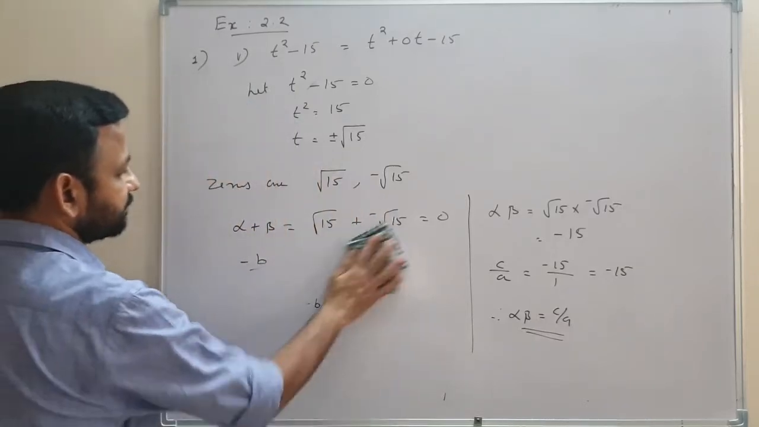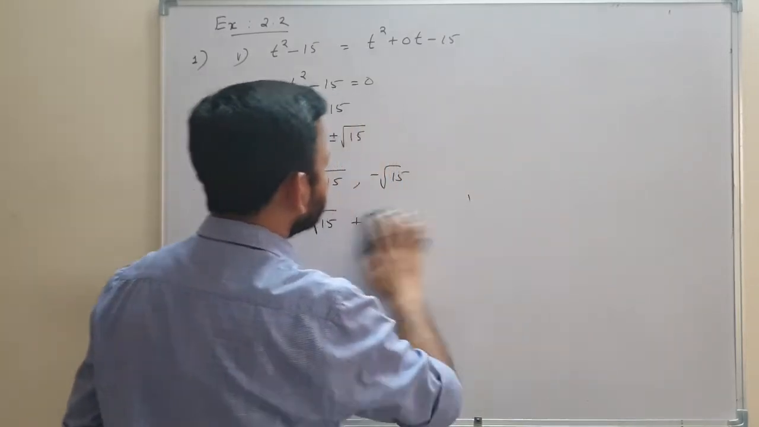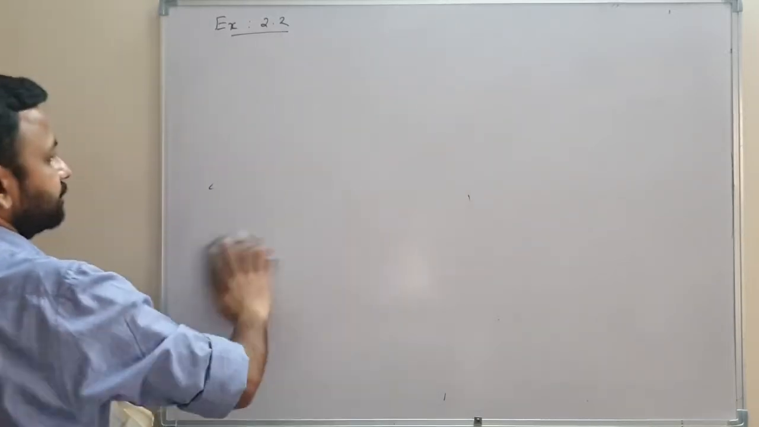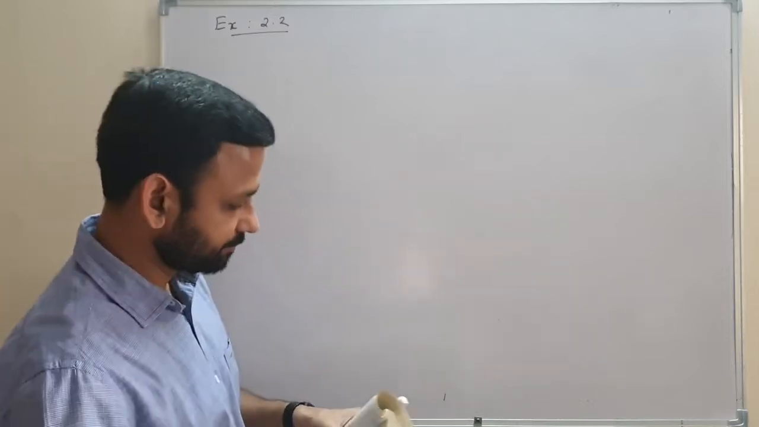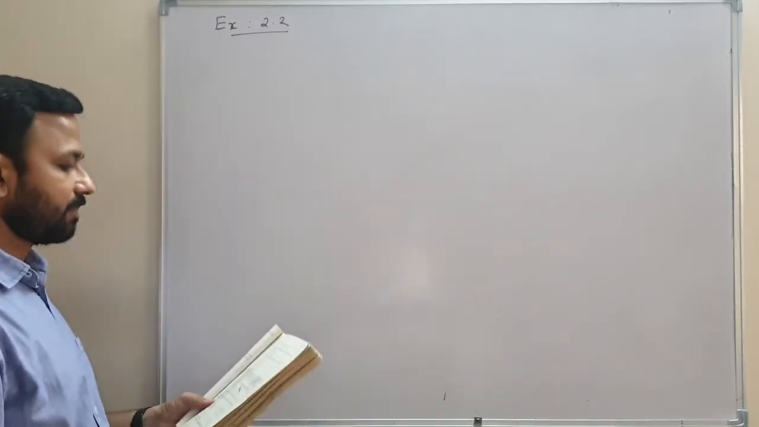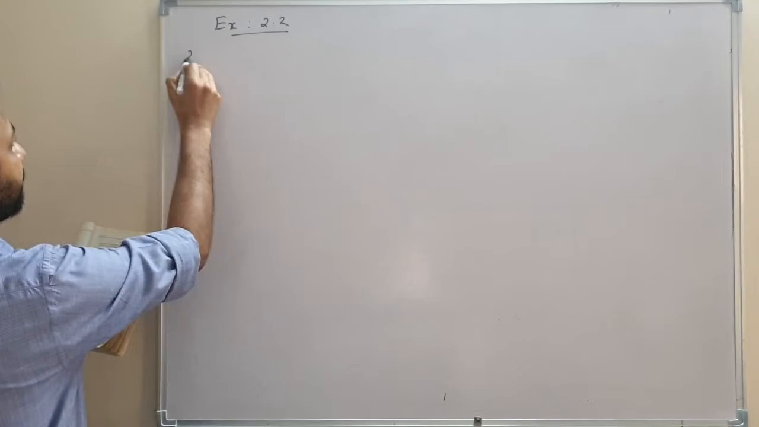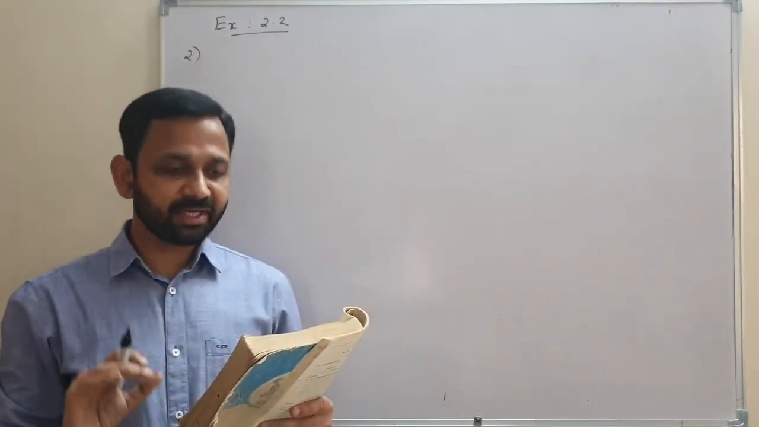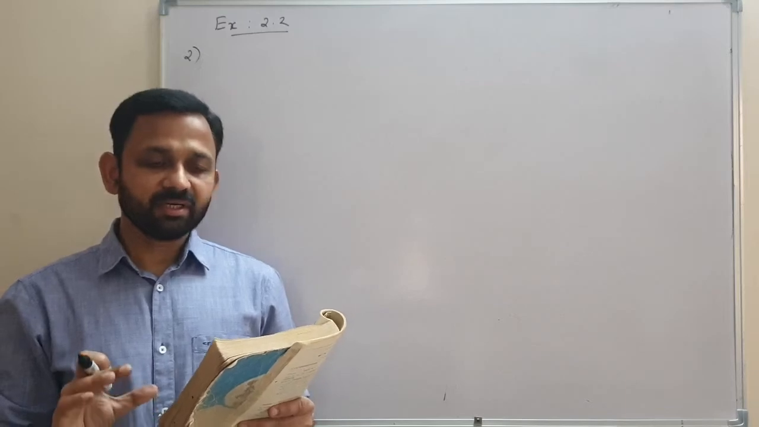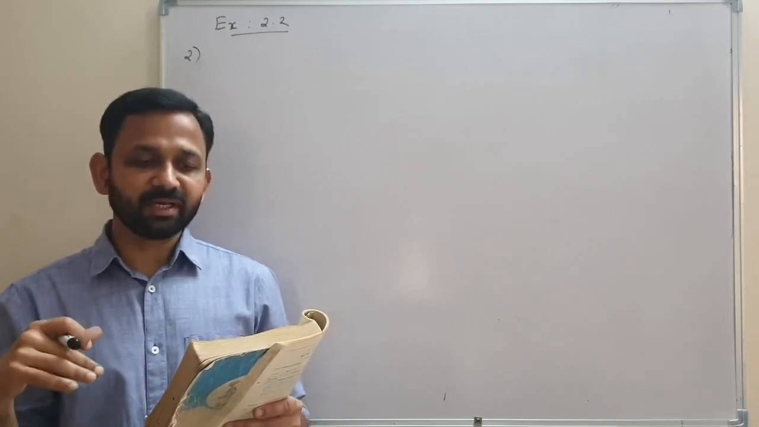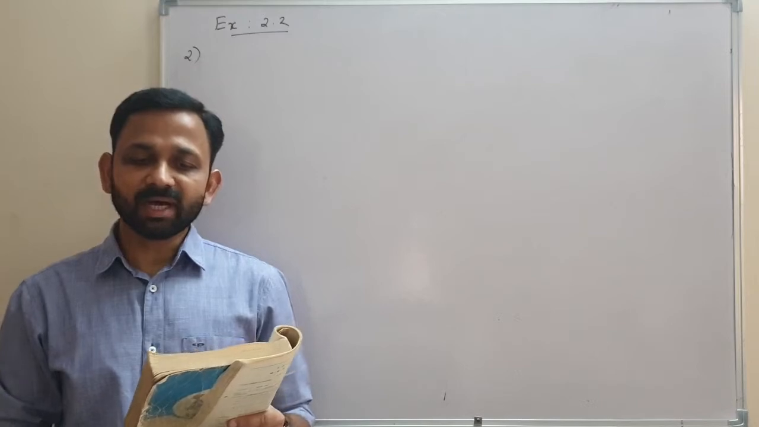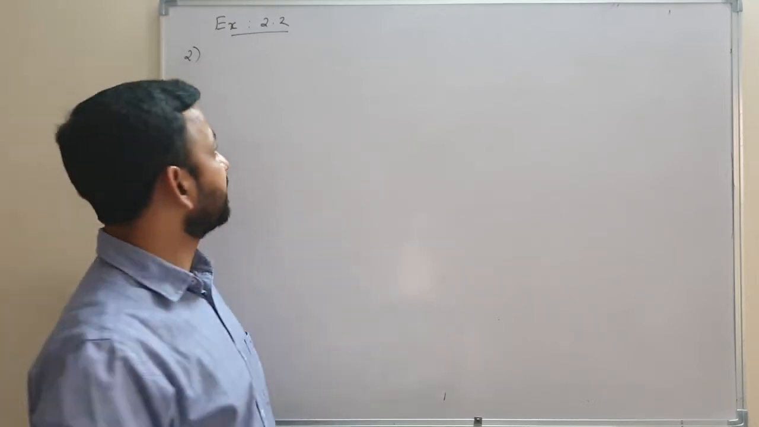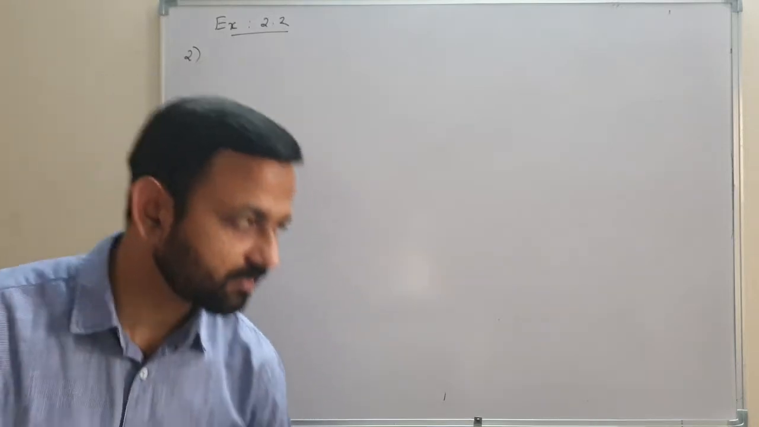Now second question, question number 2, same exercise. Find a quadratic polynomial, each with given numbers as the sum and product of its zeros respectively. So before that we need to learn one formula.